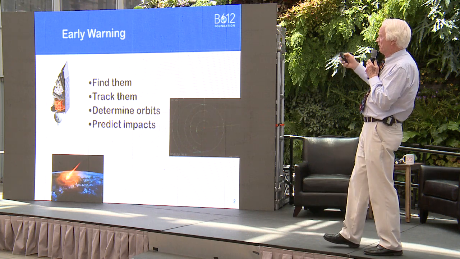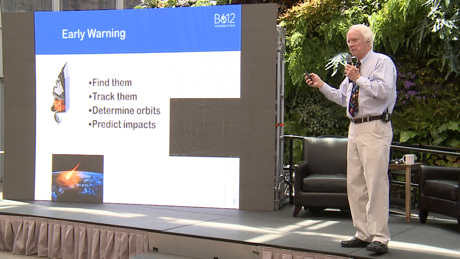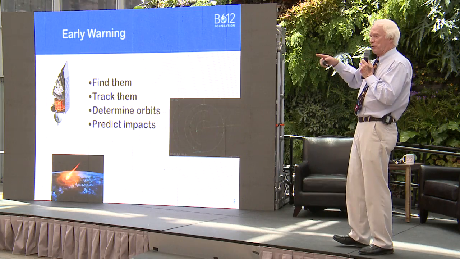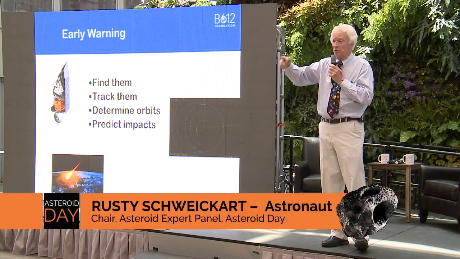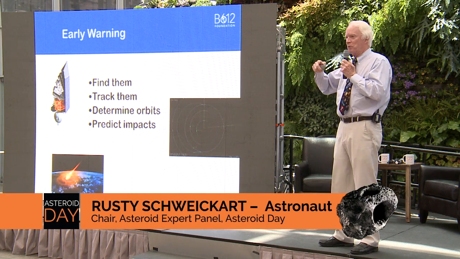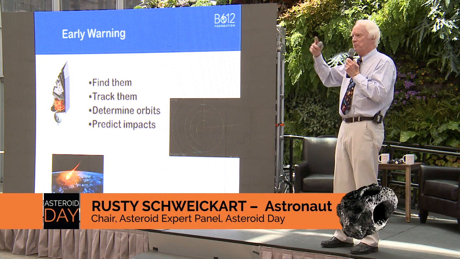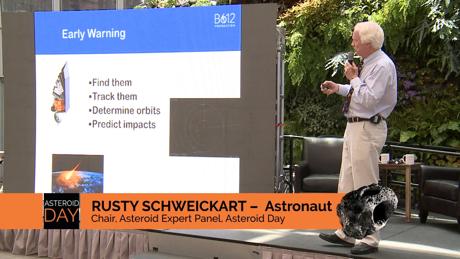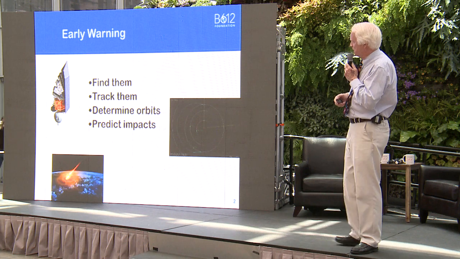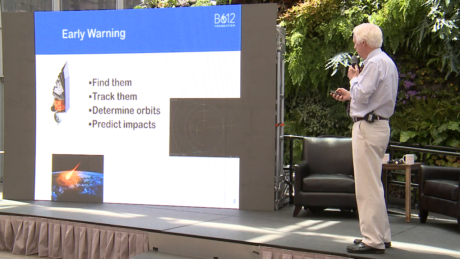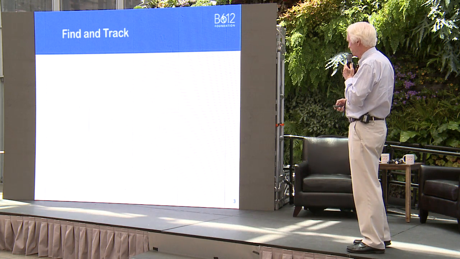Okay, so for early warning, you have to find them first. Discovery. You've got to track them, which means you find them time after time, and you can plot their orbit. You've got to determine the orbit. And when you determine the orbit of an asteroid, and you know the orbit of the Earth, you can figure out whether you're going to have an impact. You can predict impacts. So that's the early warning process. Let's take them one at a time.